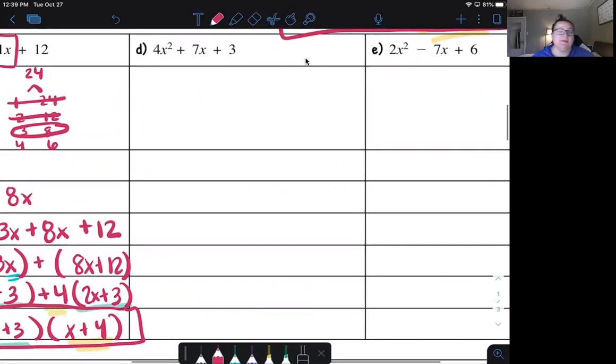Remember, step 1, multiply a times c, find factors of a times c that add or subtract to give you the 7x. Then rewrite 7x using those factors. Create your 4-term polynomial, put your grouping symbols, factor out what each pair has in common, and then put your factors in. Go ahead and give it a shot.